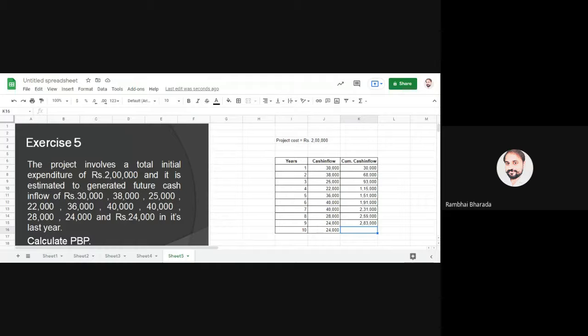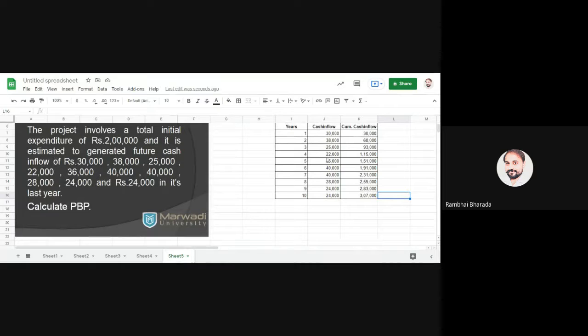And final answer for the 10th year, 3,07,000. I'm right? If I'm not making any mistake. Yes. Okay. Now we need to calculate payback period, PBP, but here the cash inflow is not even. It is not the same for all the years. It is different for all the years. So we use the second formula when the cash inflow is uneven.